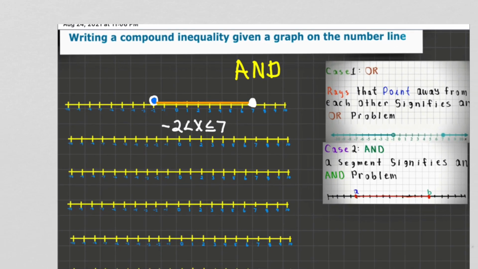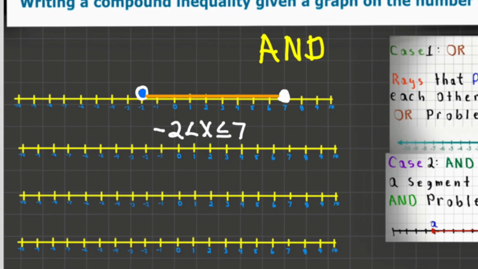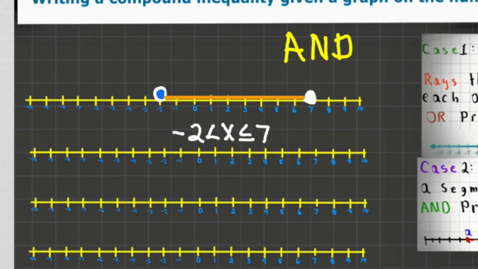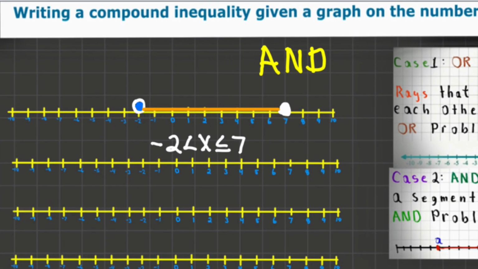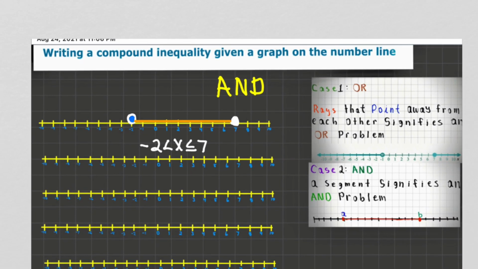Okay, so same thing here. I wrote it down, we have an and problem because we have a segment here. And the problem that they give us, basically what you have to do with these problems is look at the graph and write out the compound inequality. So the compound inequality that would go with this graph would be -2 is less than x, and x is less than or equal to 7. So it's an and problem because it's a segment.